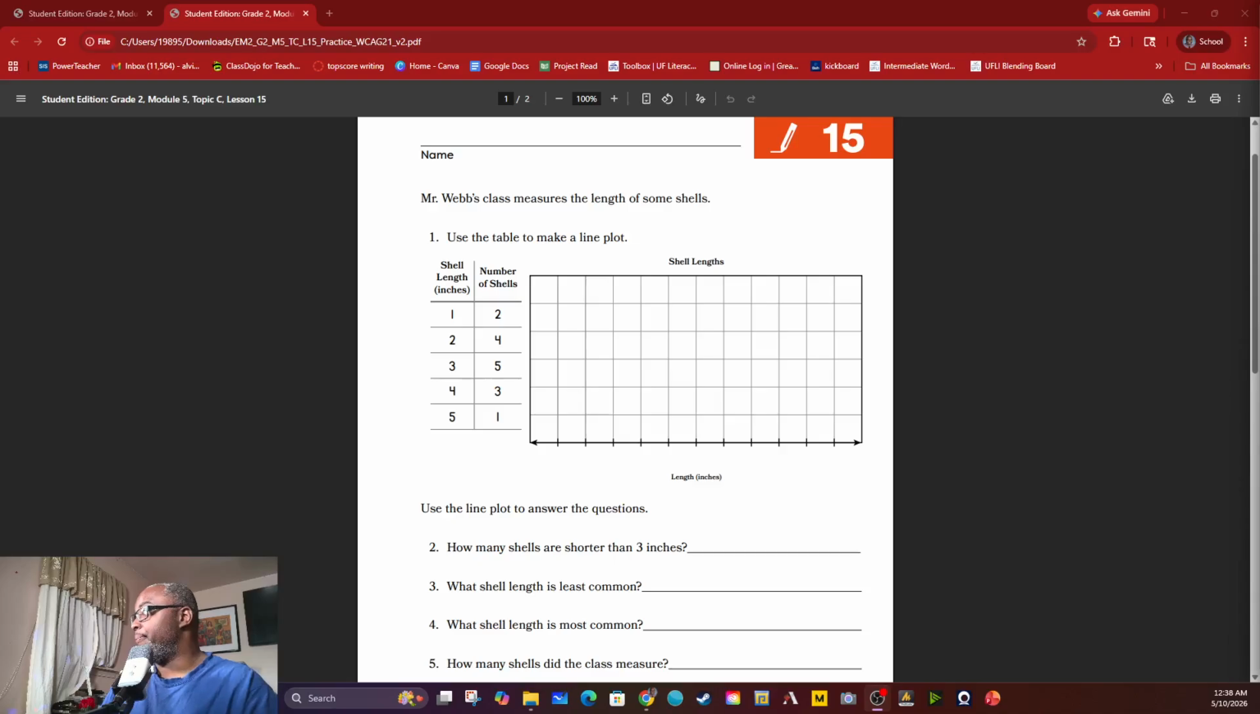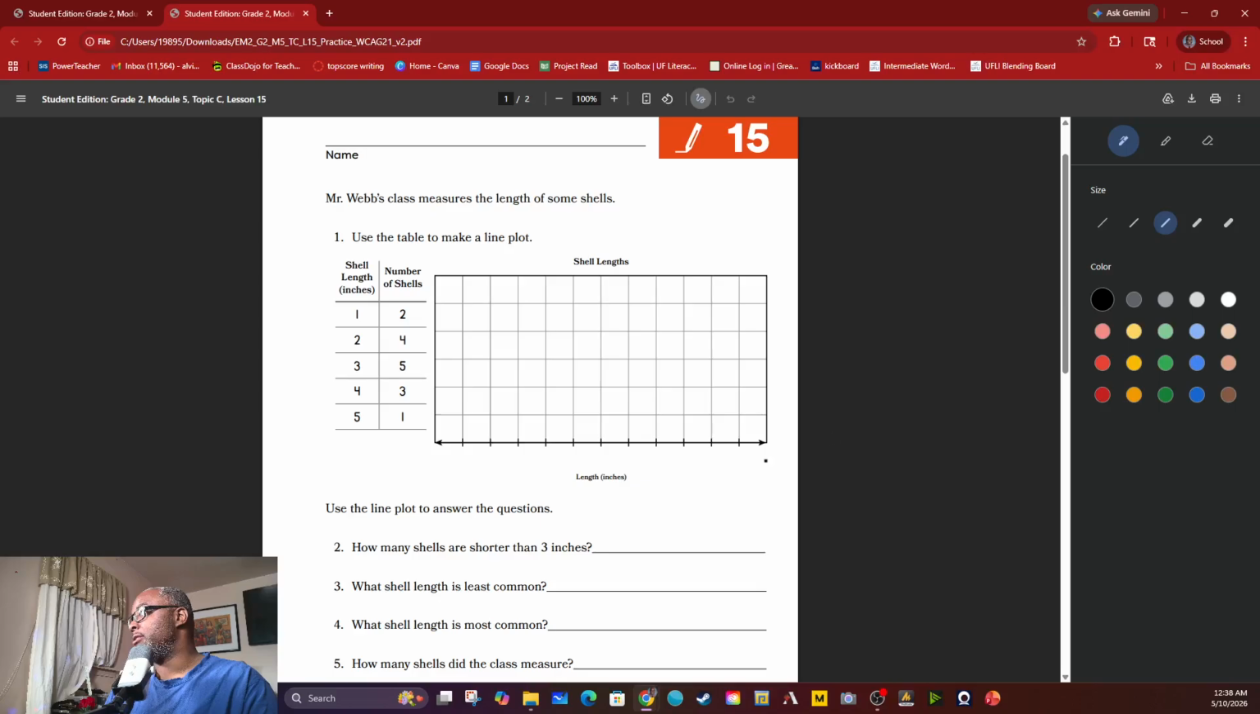But anyway, it says right here, Mr. Webb's class measures the length of some shells. Use the table to make a line plot. Line plot. Now I'll explain to you that in just a second. Let me get my writing tool ready.